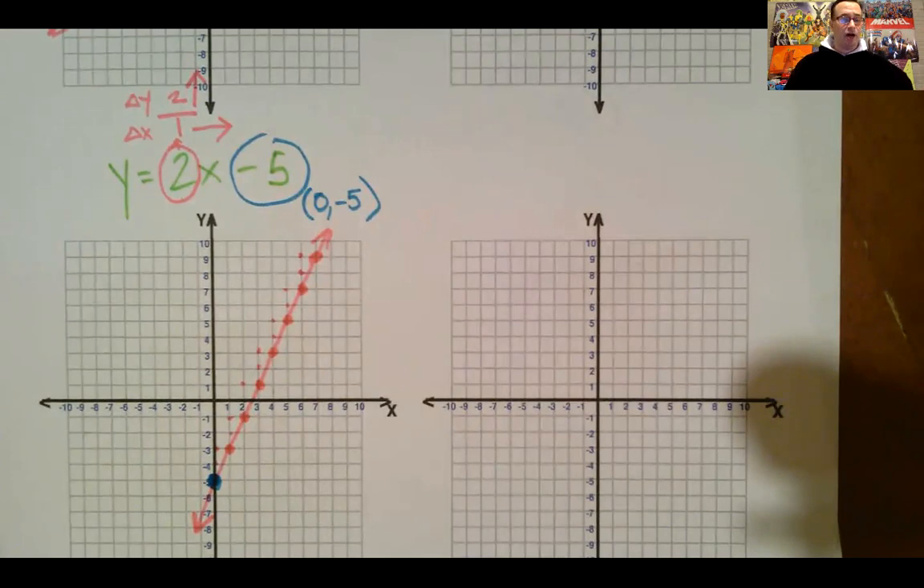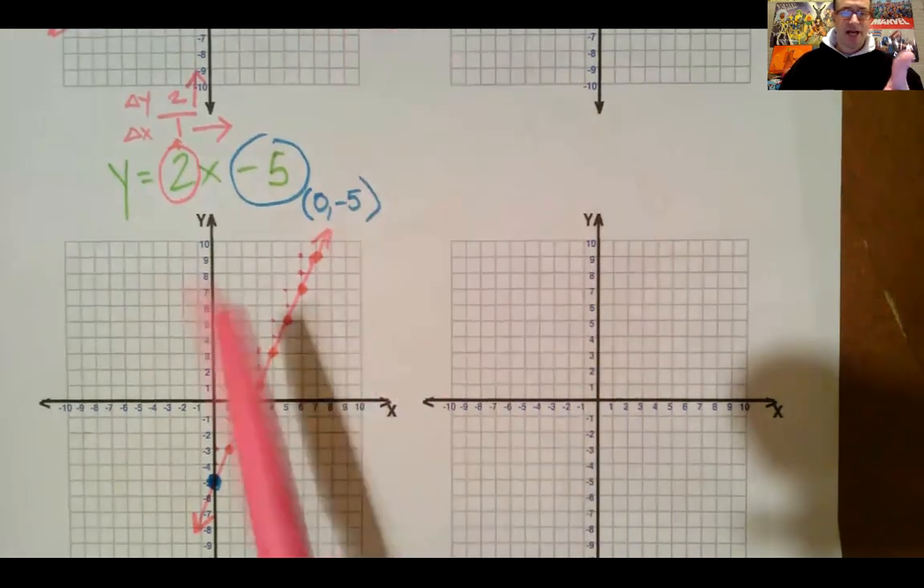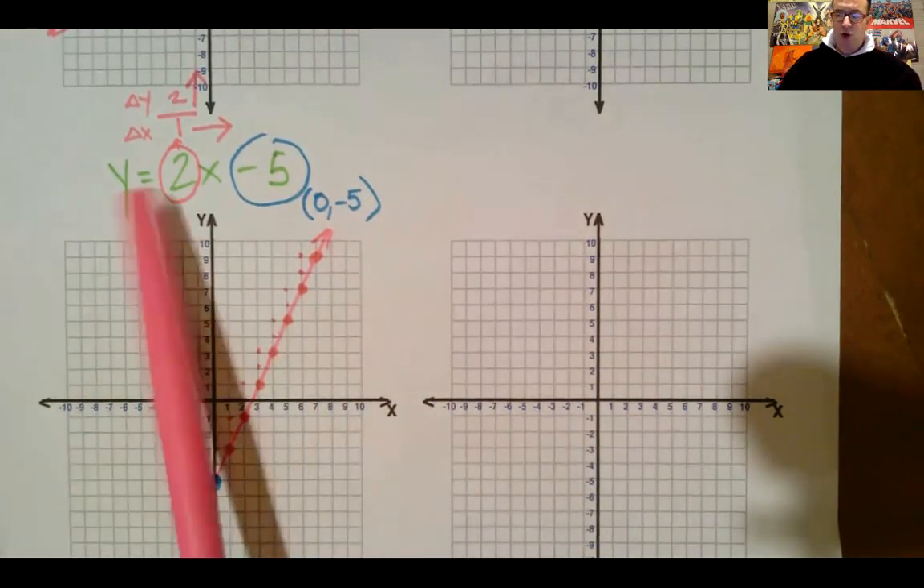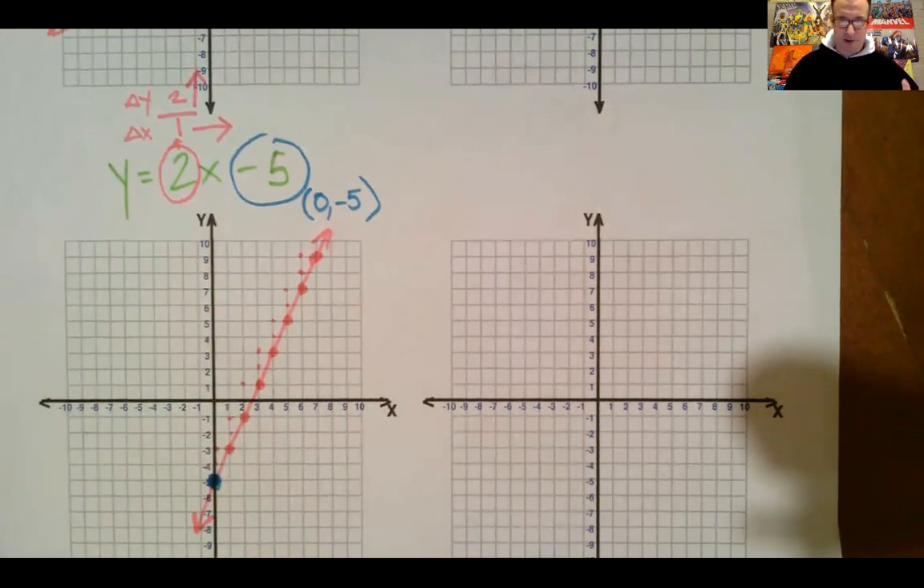I have taken care of positive y-intercepts, negative y-intercepts like this one, positive slopes and negative slopes, and whole number slopes. I think we've got everything. Does anybody have any individual questions?